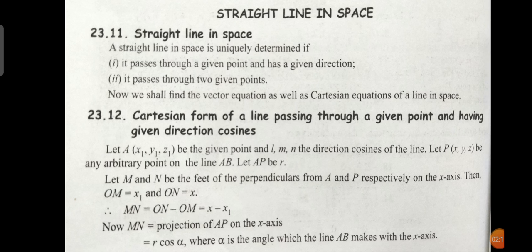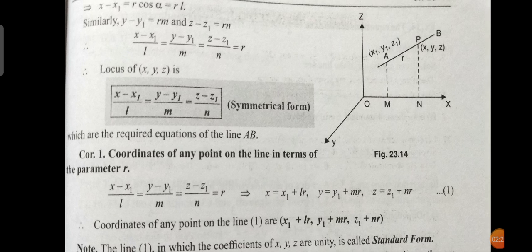And MN is the projection of AP on the x-axis, and that is r cos alpha, where alpha is the angle that AB makes with the x-axis. So cos alpha is l, so it is r into cos alpha. Look at the figure given here. So x minus x1 is r l. From this figure you will get it very clearly. Similarly, y minus y1 is r m and z minus z1 is r n.